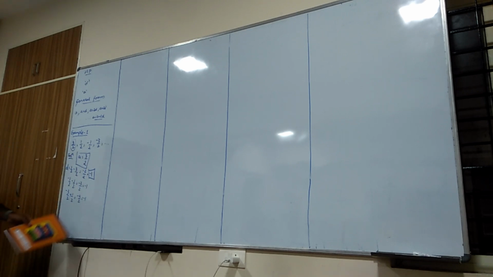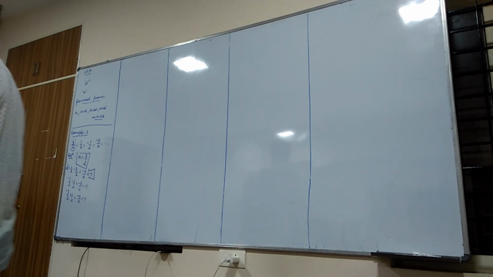Can you write the conclusion? First term A is equal to 3 by 2. Common difference d is equal to minus 1.